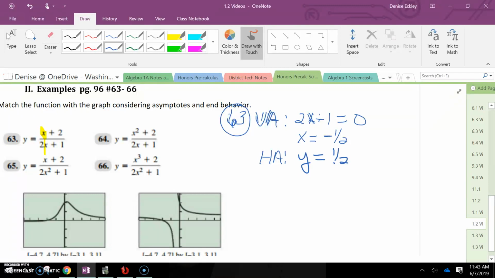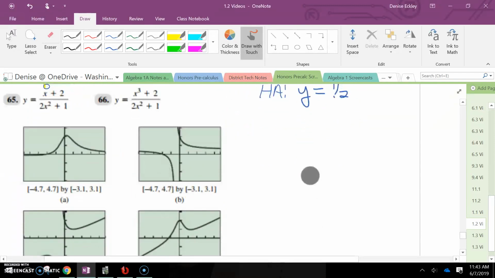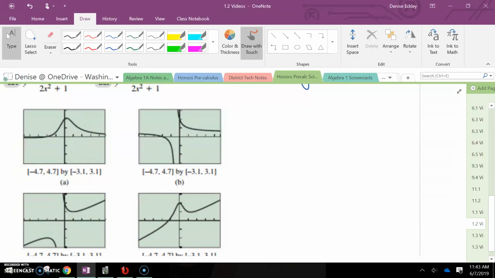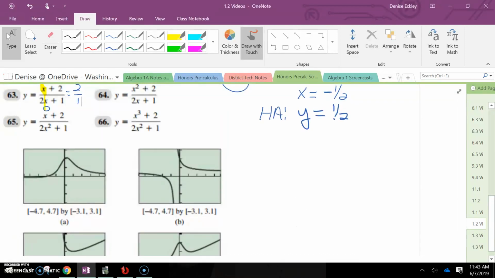We can also quickly find the y-intercept by putting 0 in for x here. And here, so we would end up with 2/1. So we're looking for a y-intercept of 2 as well. If I look, all of these graphs have a y-intercept of 2, so that's not going to help us. But what I can see with this graph is that I have a break right around negative 1/2, and horizontally it seems to level off. So this is number 63.